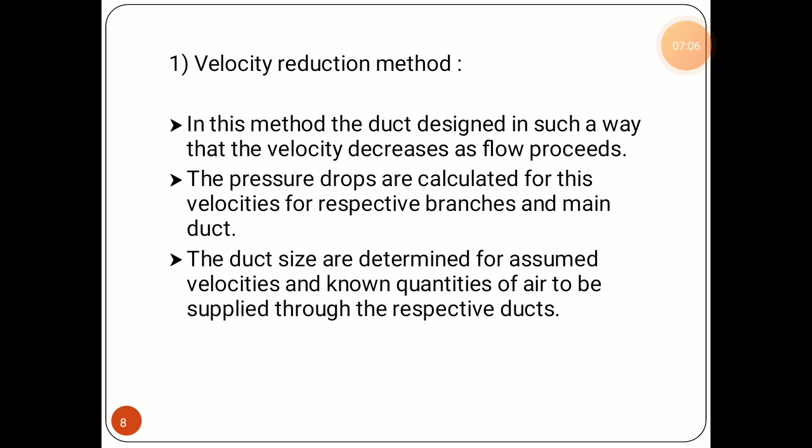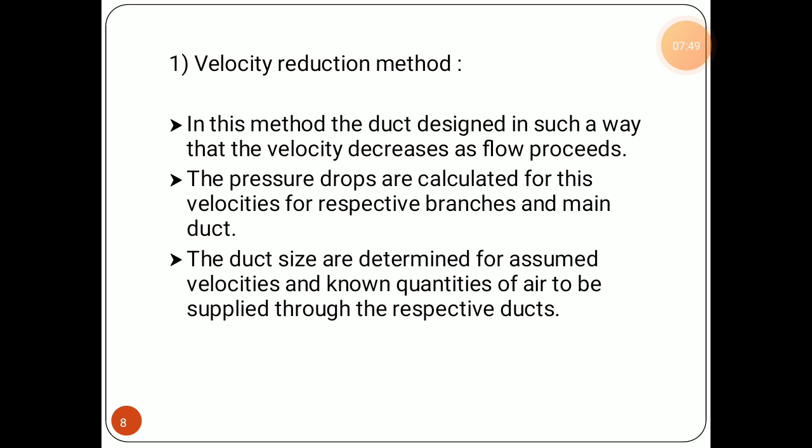The pressure drops are calculated for these velocities for the respective branches and main duct. In this example, if we have to carry conditioned air from the ground floor to the 30th floor, it may have branches. On every floor that duct has some branches. So the pressure drops are calculated for this velocity for the respective branches and main duct. The duct sizes are determined for assumed velocities and known quantities of air to be supplied through the respective duct.